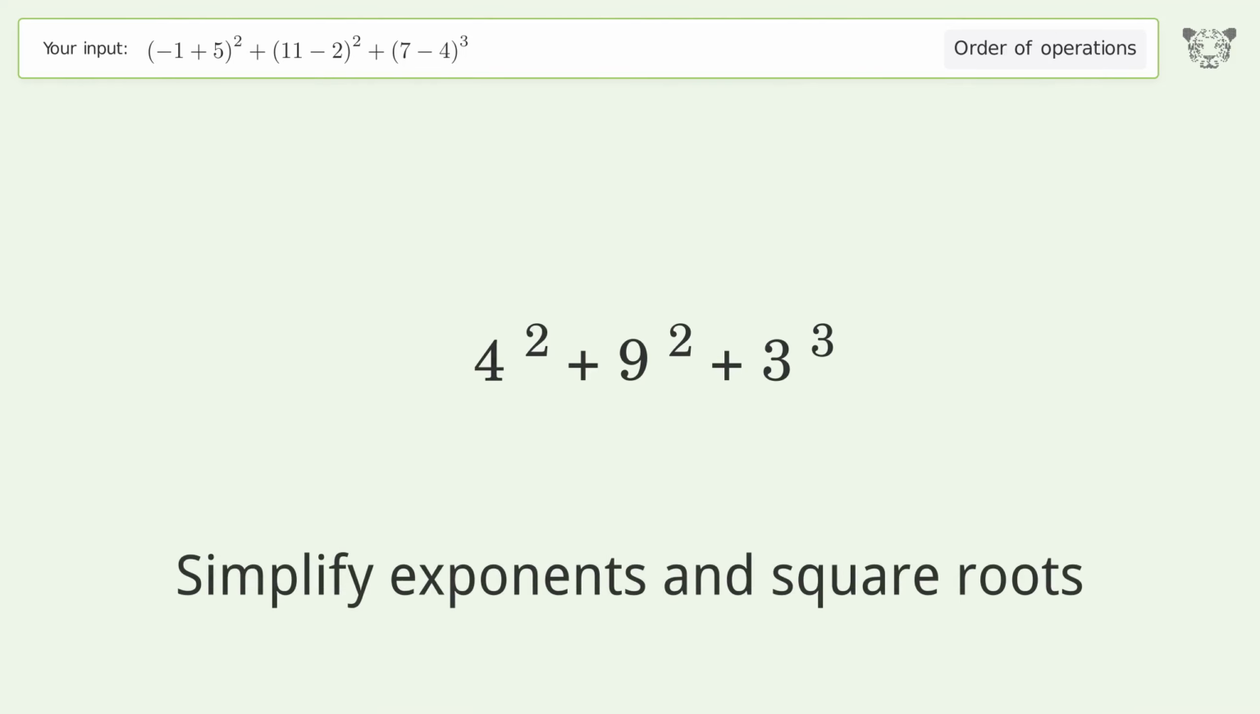Simplify exponents and square roots. 3 to the power of 3 equals 27. 9 to the power of 2 equals 81. 4 to the power of 2 equals 16.